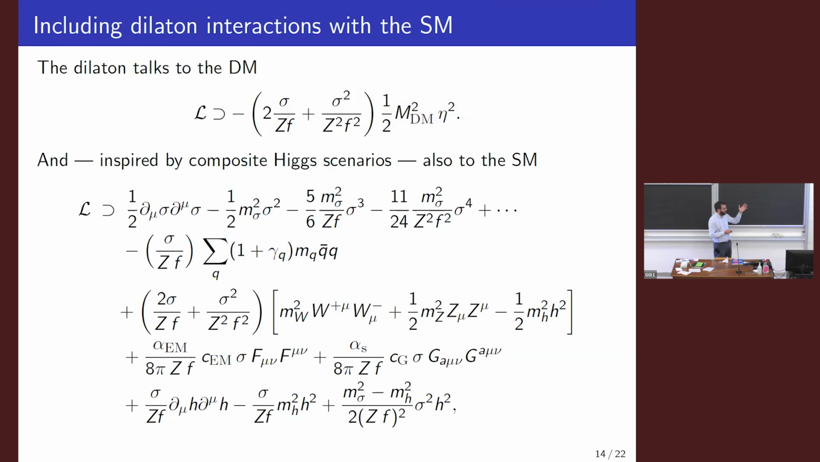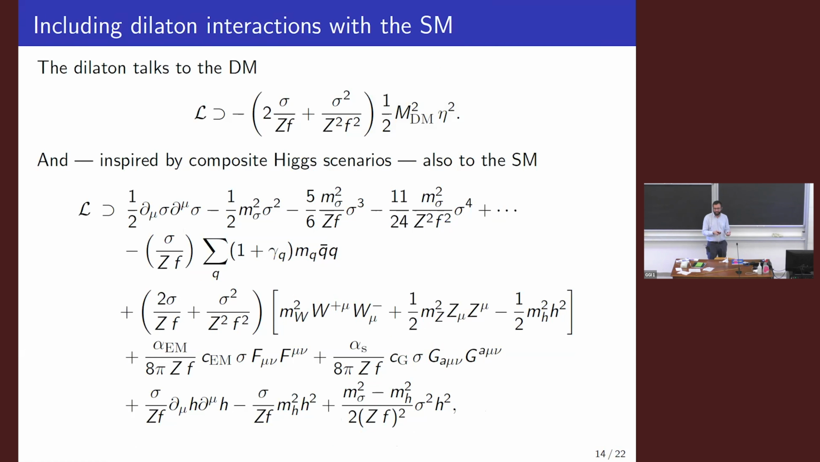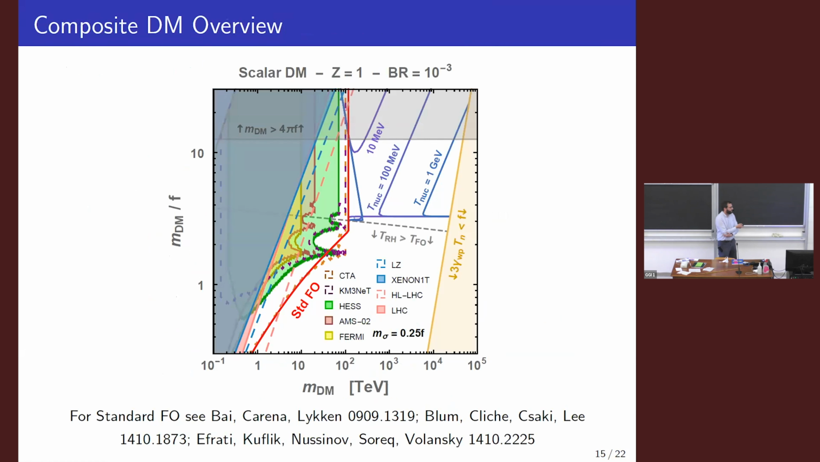So then once you add these interactions, this is motivated by composite Higgs scenarios, so the Higgs sector is sort of a PNGB of the strong sector. Now you have a way of calculating the cross section after confinement of the dark matter annihilation, indirect detection, direct detection, all sorts of things. And so this is what we find here. We have the dark matter mass here, and then the dark matter mass normalized to the strong sector scale, which basically controls the coupling of the dark matter to the dilaton.